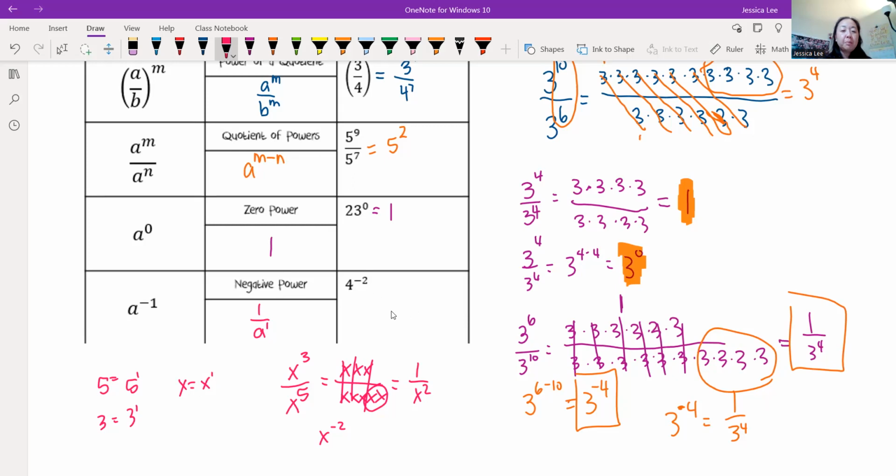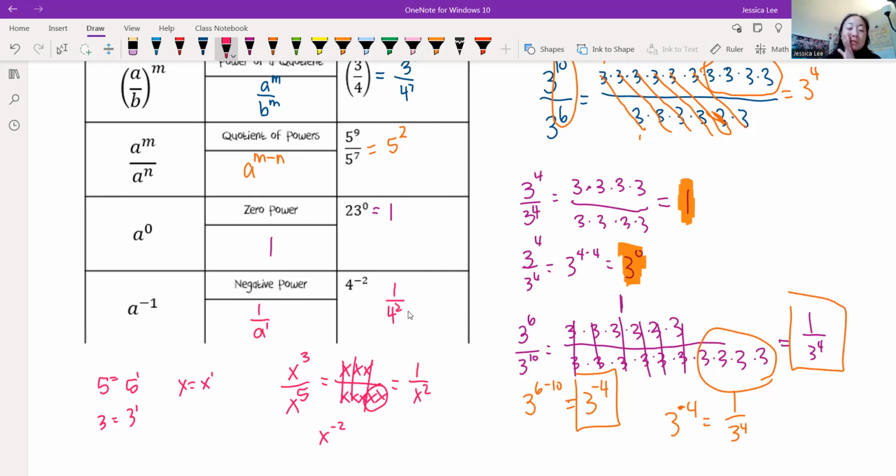So 4 to the negative 2 power, again, we don't like to leave things with negative exponents. We want it to always have positive exponents, so it's just going to be 1 over. Remember, the negatives, they bring us down. So it's going to be 4 squared, okay, on the bottom.